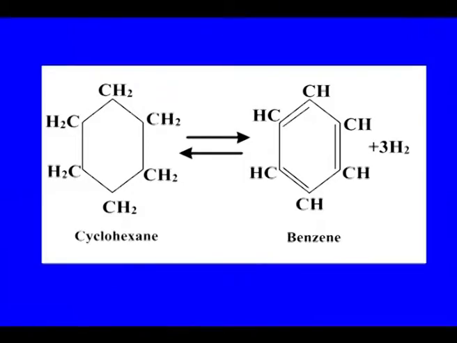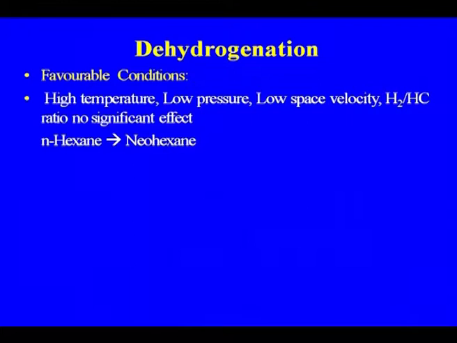Now we will be discussing the catalyst in detail. The catalysts are bimetallic, with a metal function and an acid function. This is the reaction that is taking place here, where cyclohexane is converted to benzene. Dehydrogenation favorable conditions, as already discussed: high temperature, low pressure, low space velocity. The hydrogen to hydrocarbon ratio, as I told you, does not have a significant effect. And this is another reaction that takes place during dehydrogenation.